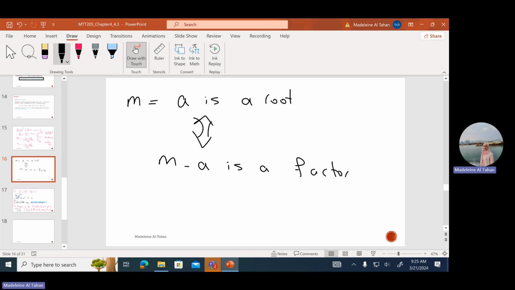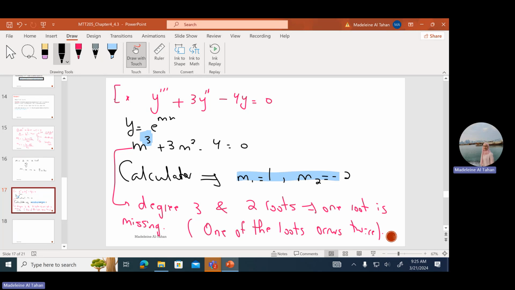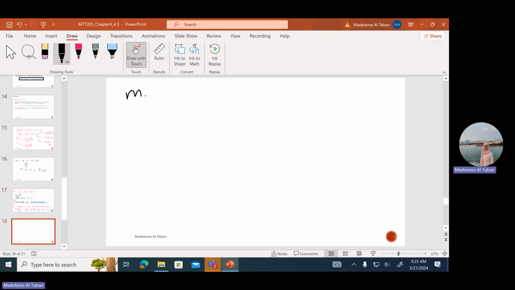Do we still remember this one from algebra? If we have a root, it means that m minus a is a factor, right? Okay. Here, what are our roots? m1 equal 1 is a root, and m2 equal negative 2 is a root, right? So m1 equal 1 is a root. It means that m minus 1 is a factor, right? And m2 equal negative 2 is a root. Means that what do we have? m plus 2.